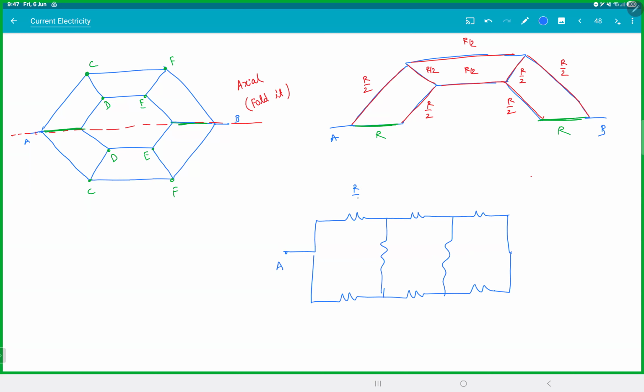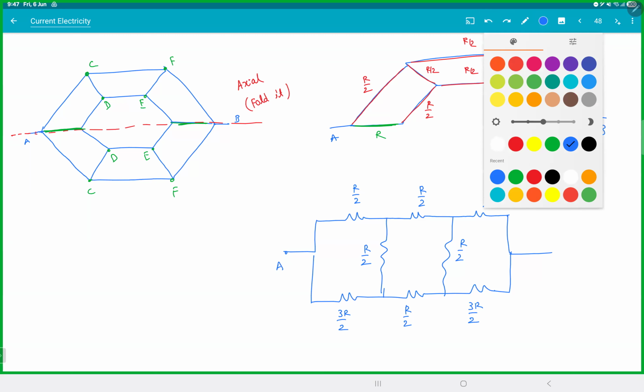So this will be R by 2, R by 2, R by 2. This will be R by 2, R by 2, R by 2. This will be 3R by 2 and this will be 3R by 2. Got this. Unfortunately, this is not an extended Wheatstone bridge. You can't remove the middle resistors because this is 1 is to 1 is to 1. This is 3 is to 1 is to 3. If that ratio is maintained, I could have removed the middle. So unfortunately, you can't do that.